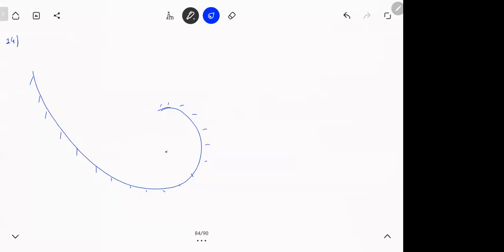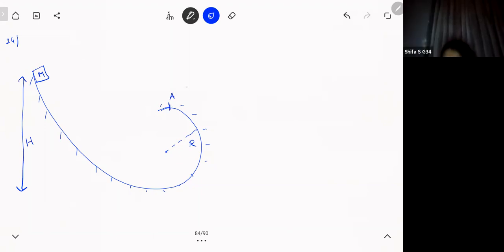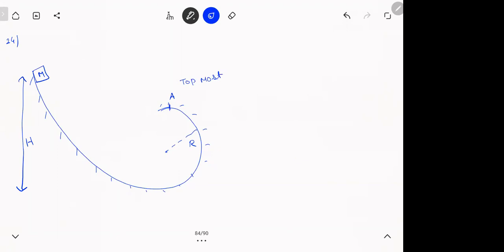So we have a track like this. The track's radius is r. There is a block here of mass m. The height is h. This A is the topmost point. This is just like, you know, that Hot Wheels car track.